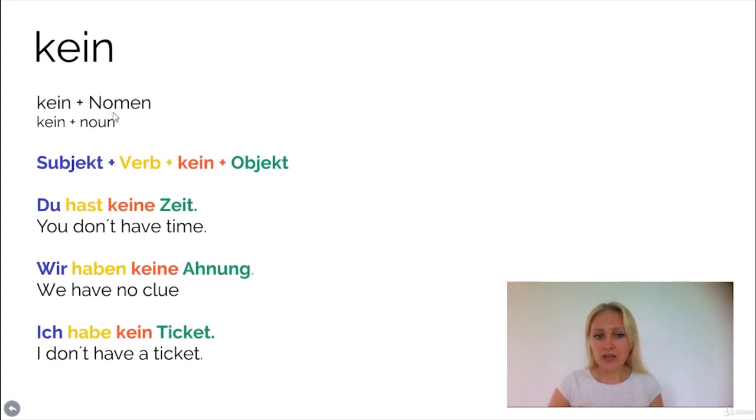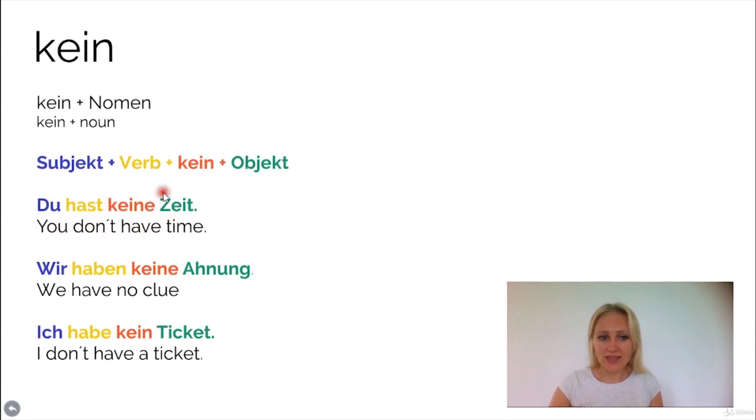In this chapter, you have a very detailed explanation of how to use the negation in German, and also how we structure the sentences and what the word order is, so where to put each negation. With kein, you have to form the sentence as follows: a normal main clause. You start with the subject, then comes the verb, then comes the negation kein, and then comes the object. So, for example, du hast keine Zeit means you don't have time.